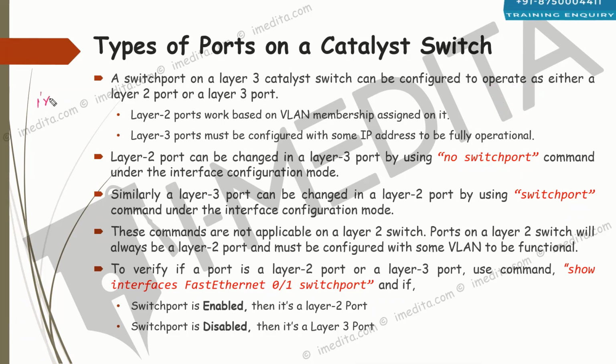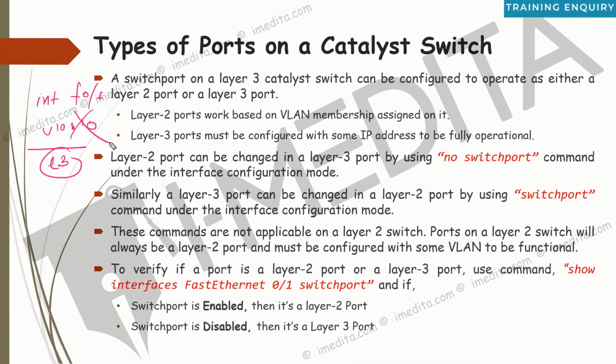Remember that if you go under a particular port and use these commands, switchport or no switchport, when the port is converted from layer 2 to layer 3 and vice versa, the configurations on that particular port are erased. So let's say, for example, this port interface Fa0/1 was part of VLAN 10, and you change that port into a layer 3 port, so this VLAN membership is going to be removed. So you have to be very careful when you are changing the port from layer 2 to layer 3 and vice versa.